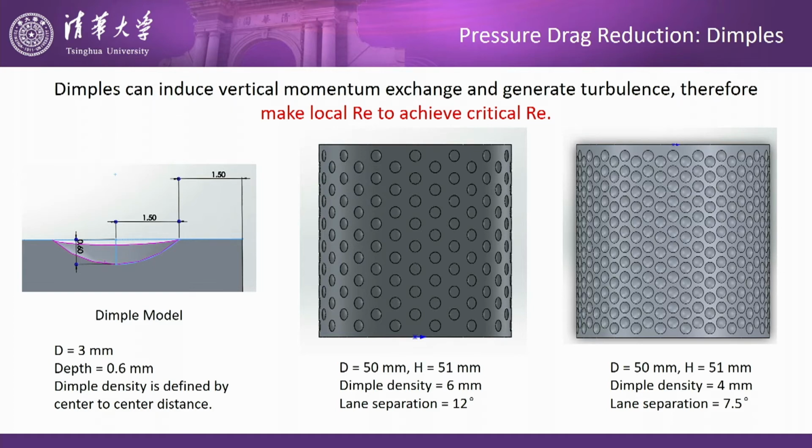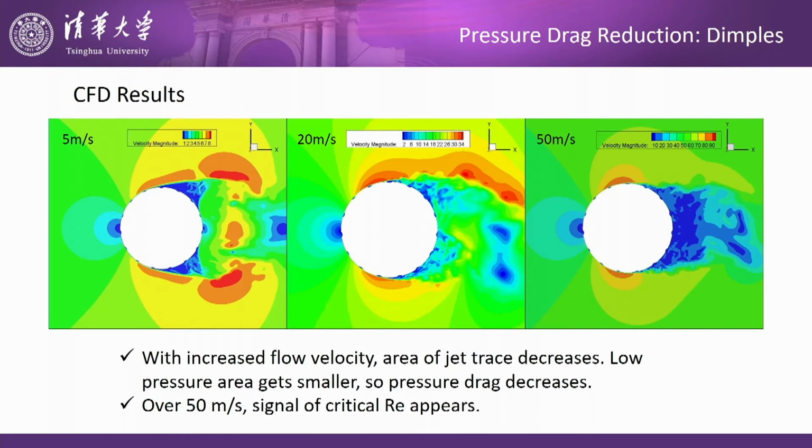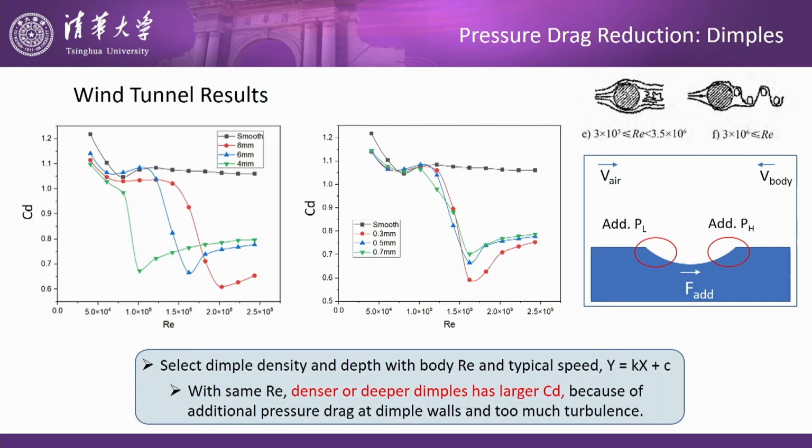In the calculation, over 50 meters per second, we got the signal of critical Reynolds number. And with increased flow velocity, the area of the jet trace decreases. So this is a signal of the critical Reynolds number. In the wind tunnel, we have a similar result. We really built a lot of cylinders with that structure and put them into the wind tunnel. We tested and found that more dense dimples have an earlier critical Reynolds number, but it goes back higher.